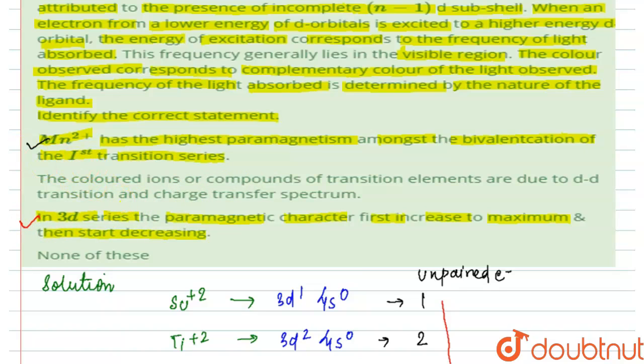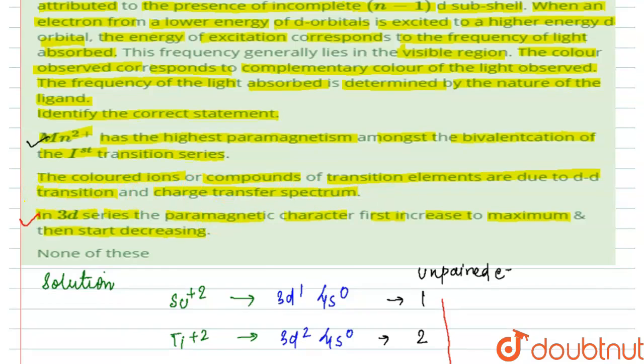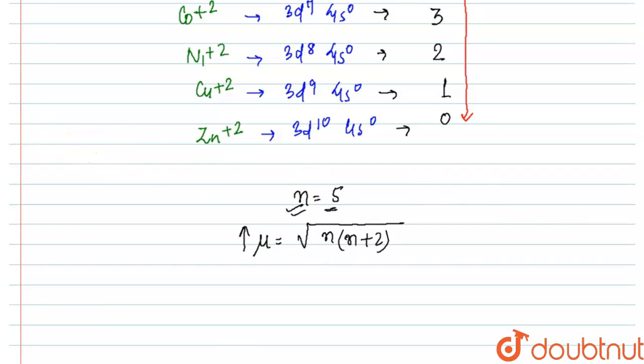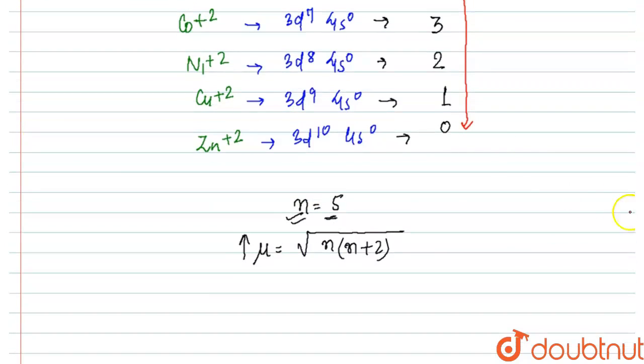Now moving on to the second one, which says that the colored ions or compounds of transition elements are due to d-d transition and charge transfer spectrum. Now this is also true. As they have unpaired electrons, they will show d-d transition, which we have already discussed earlier. And because of this d-d transition, they are going to show color. So we are going to get colored ions or compounds.